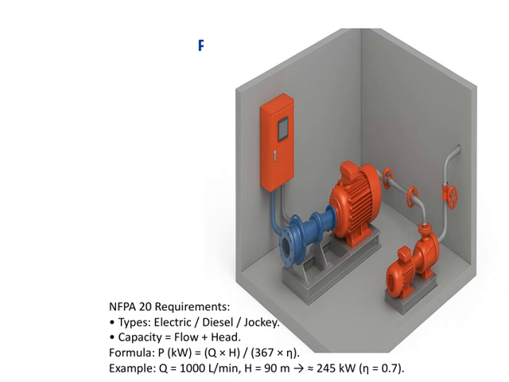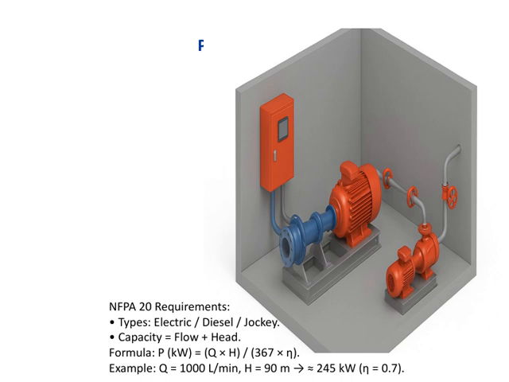Now, the capacity of the pump is determined by two main factors: flow and head. Flow refers to how much water the pump can move, while head is the height or pressure the pump can generate. To calculate the power needed for a pump, we use the formula: P in kilowatts equals the flow rate times the head, divided by 367 times the efficiency. This helps us ensure we select a pump with enough power to meet the system's demands efficiently.